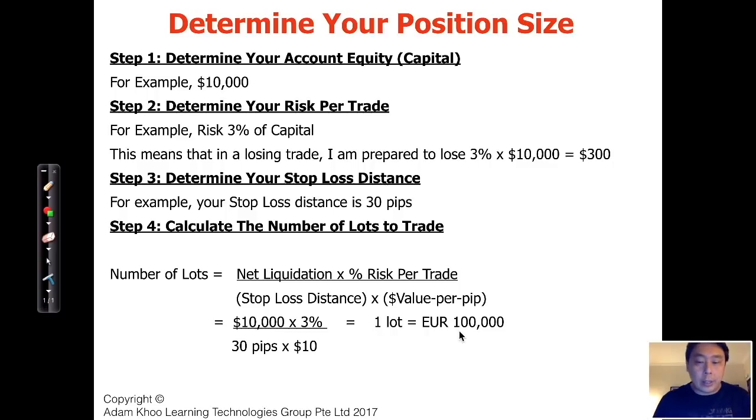So one lot is again 100,000 of the base currency. So if it's Euro USD, base currency Euro, we're going to buy 100,000 euros. And if you do that, and your stop loss is at 30 pips, how much is your risk? $300. That's it.